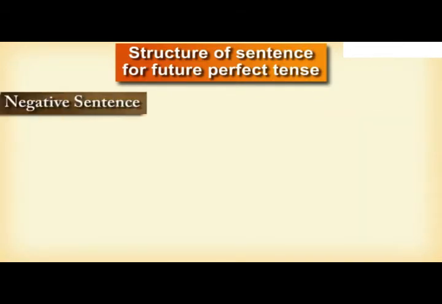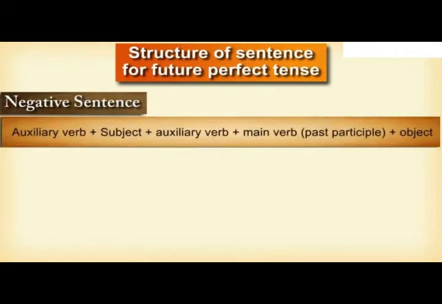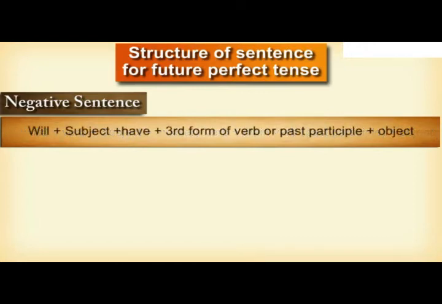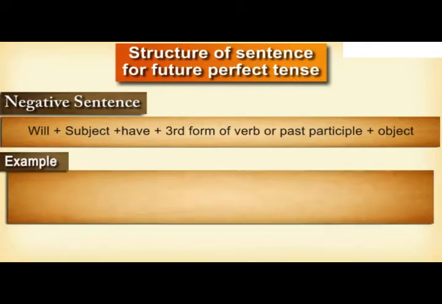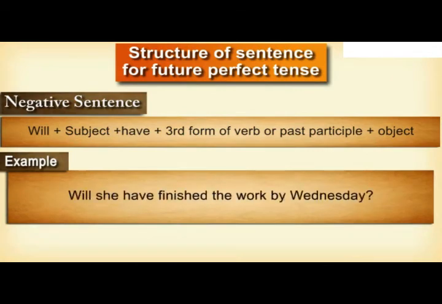Let us now take the case of an interrogative sentence. The structure will be auxiliary verb plus subject plus auxiliary verb plus main verb or past participle plus object. That is, will plus subject plus have plus third form of verb or past participle plus object. Let us take some examples. Will she have finished the work by Wednesday?